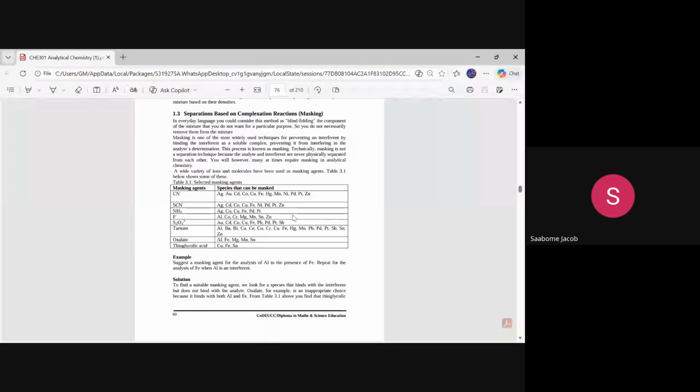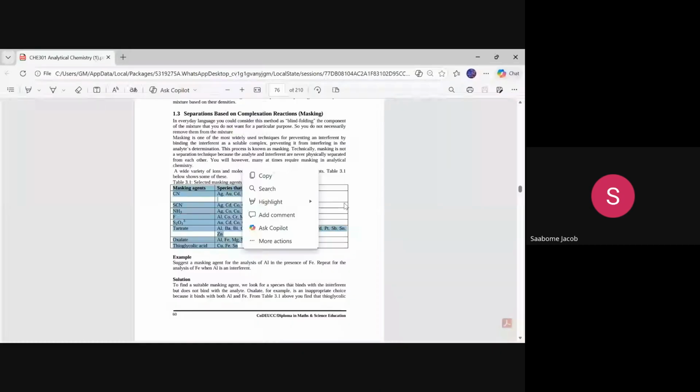A lot of people do not understand. We did not get it too. Say the table. Yeah, this is the table. When you look at the table, we have the masking agent, and then we have species that can be masked. If you take CN minus, it has given us various substances that can be masked using the CN minus. But in your explanation, you were using zinc and iron. So that has brought the confusion.